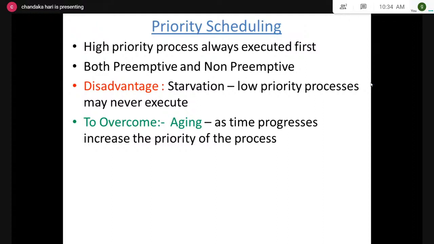If at every clock pulse we consider the jobs, then it is a preemptive scheduling algorithm. Now, what is the main disadvantage of this priority scheduling algorithm? Before going to the detailed discussion about the disadvantage, first of all, a preemptive priority scheduling algorithm will preempt the CPU if the priority of a newly arrived process is higher than the priority of the current running process.